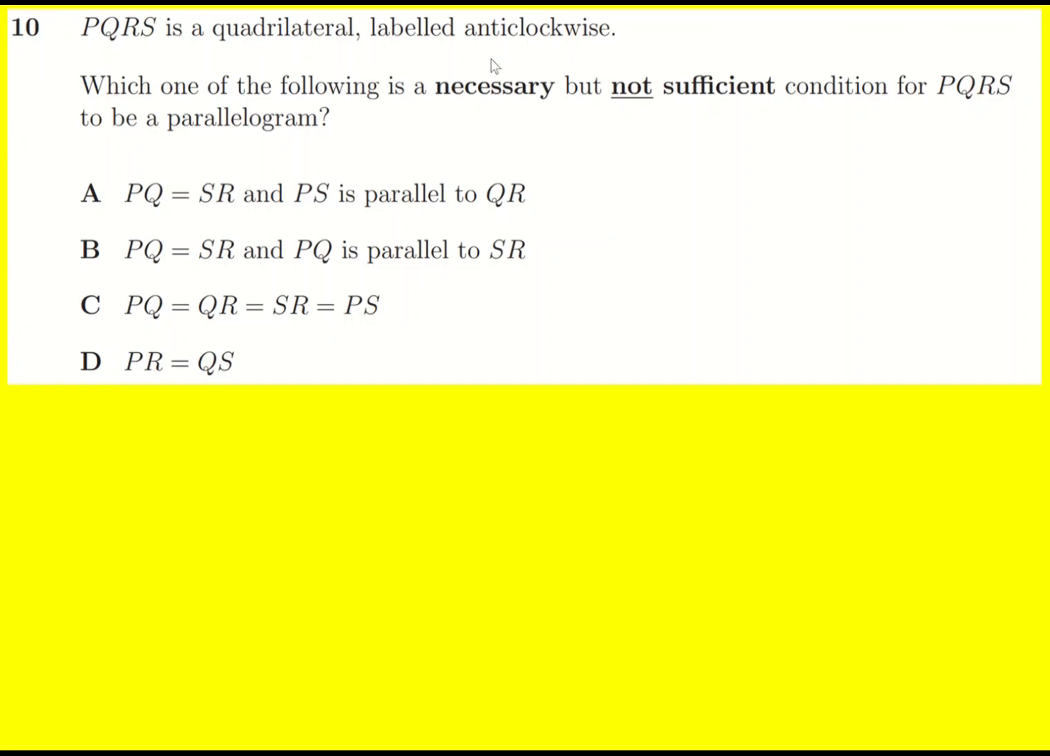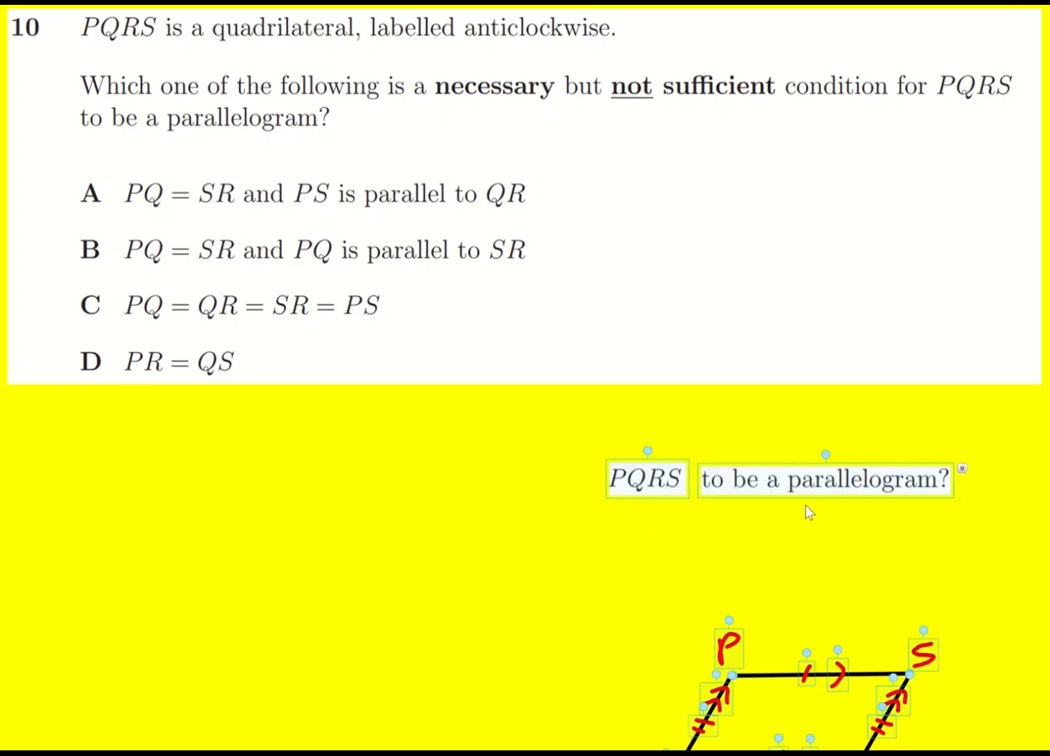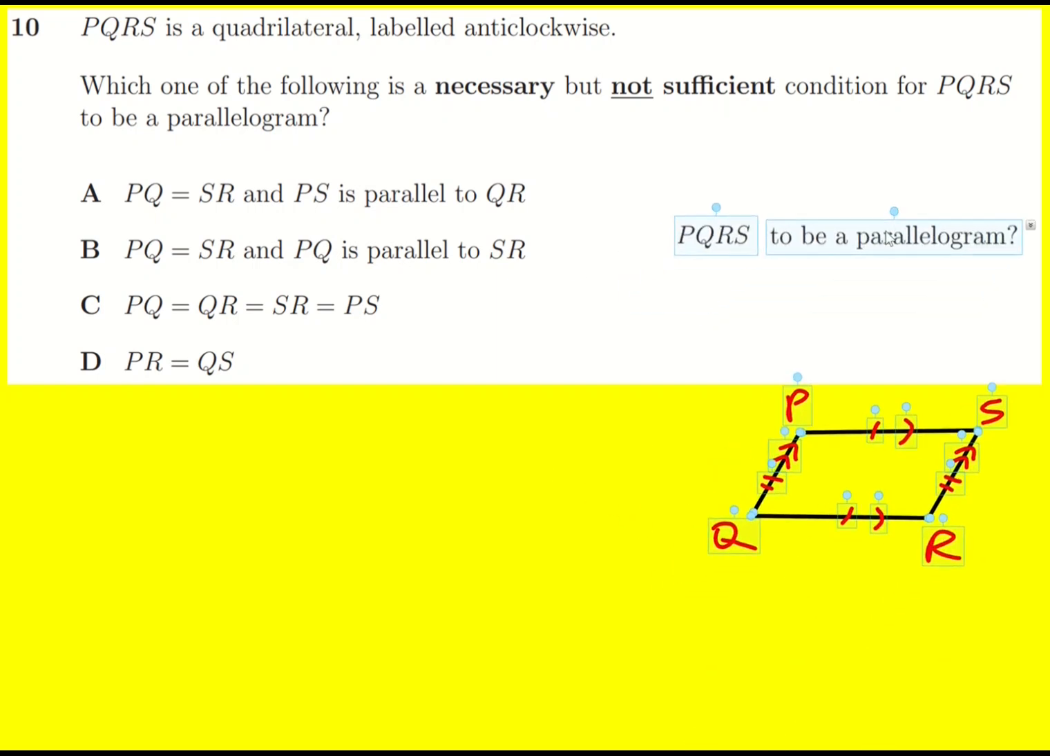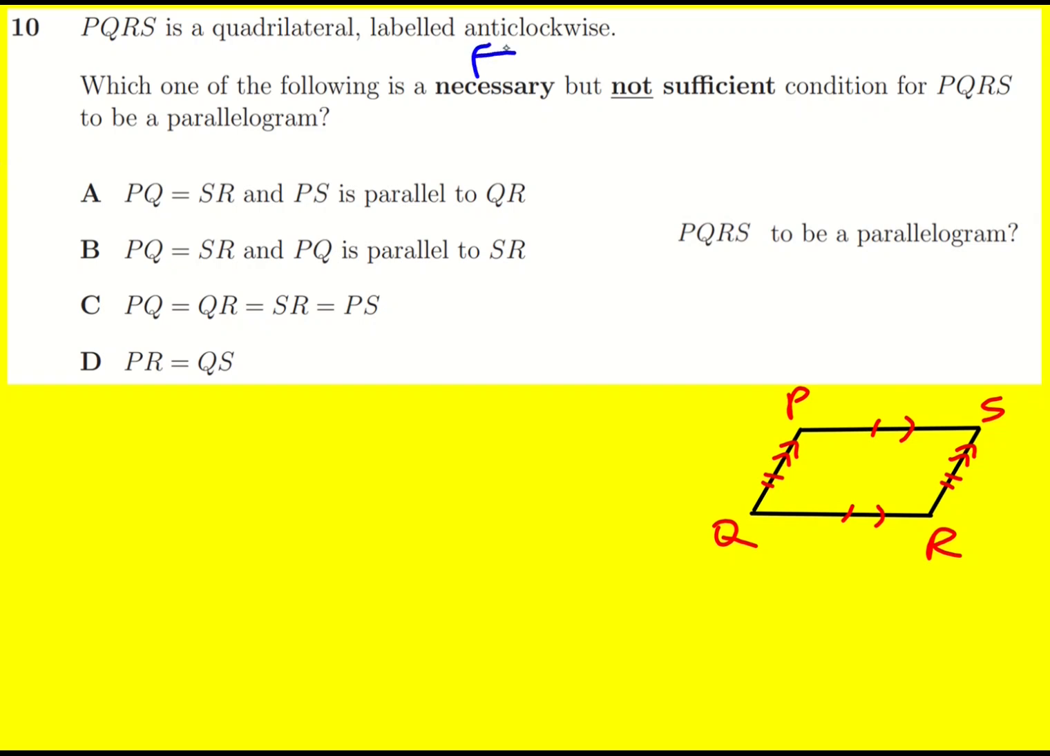PQRS is a quadrilateral labeled anticlockwise, and we're asked which of the following is a necessary but not sufficient condition for PQRS to be a parallelogram. So I'm just going to write "PQRS to be a parallelogram" on the right, and then think about what it means to be necessary. Necessary means that parallelogram is going to imply the left-hand statement, but we don't want the left-hand statement to imply the right-hand statement. That is what we're looking for here.